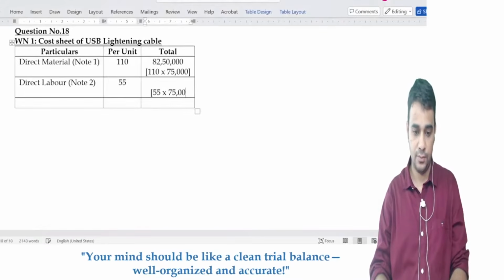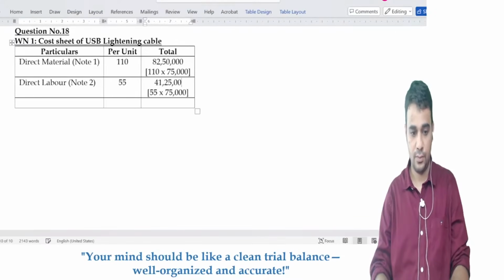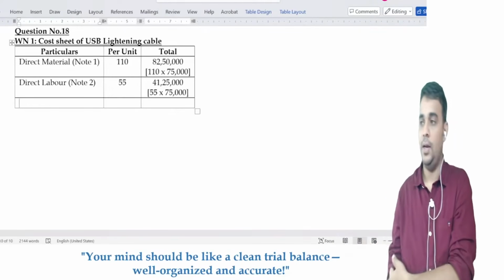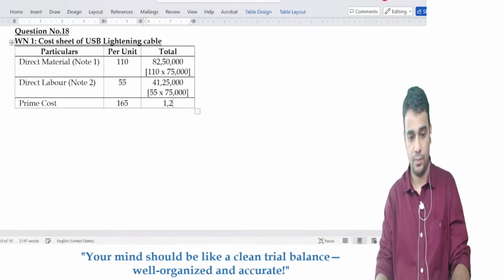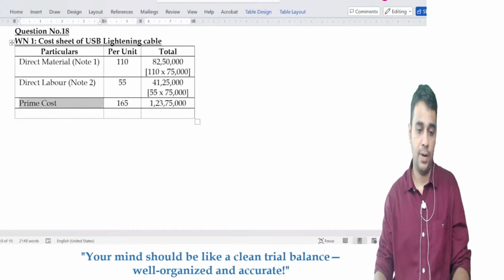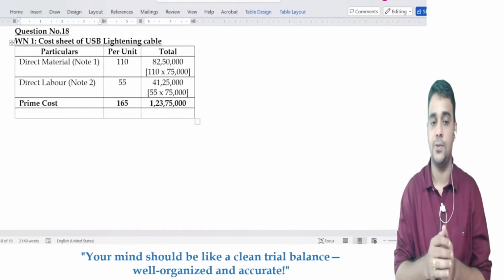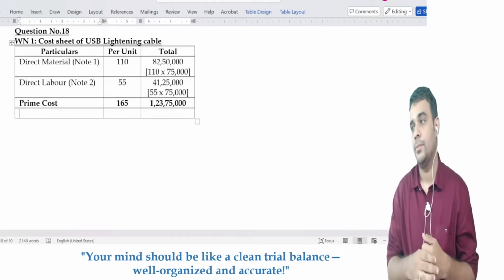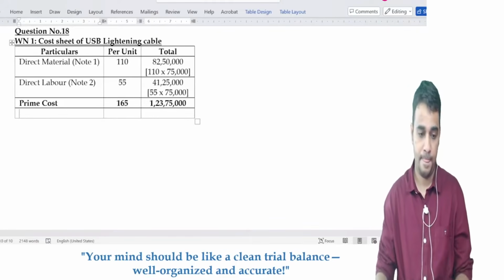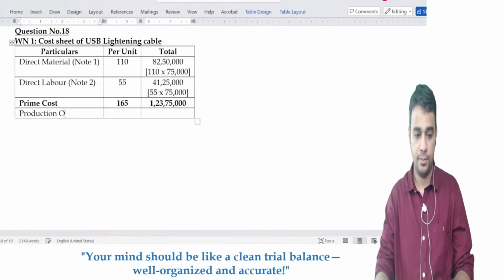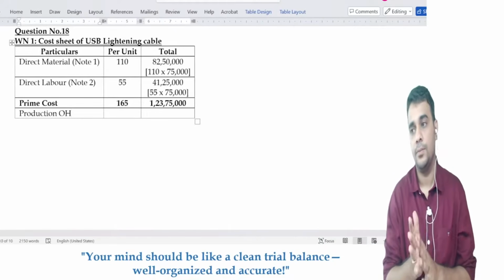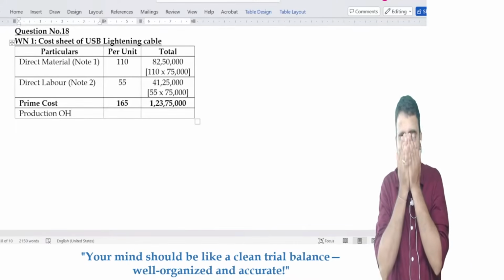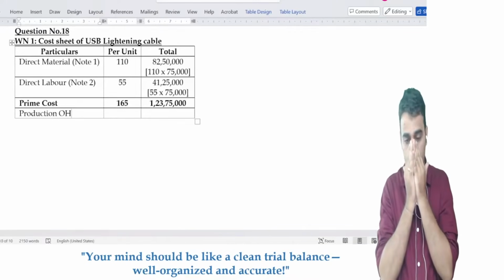Okay, 55 into 75,000. Any doubts on this? Put together, prime cost is 1 crore 23 lakh 75,000. Production overhead.